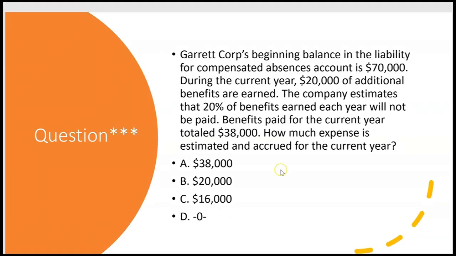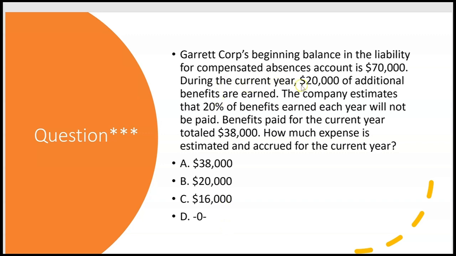Here's a question like that. They want to know how much expense is estimated and accrued for the current year. And you see that Garrett Corp's beginning balance in the liability for compensated absences account is $70,000. So go ahead and make a T account, put $70,000 on the right side because that's the beginning balance of the liability. Must be last year's ending balance.